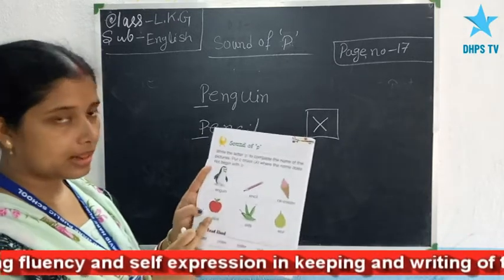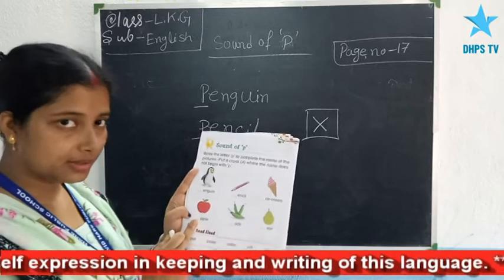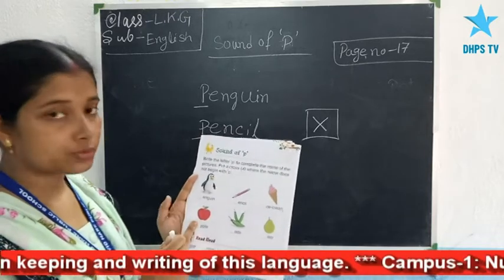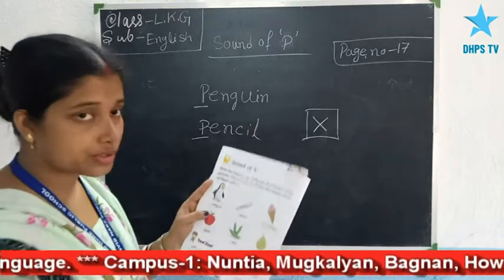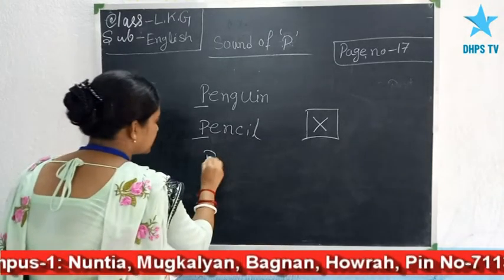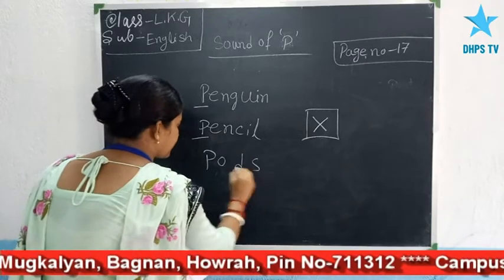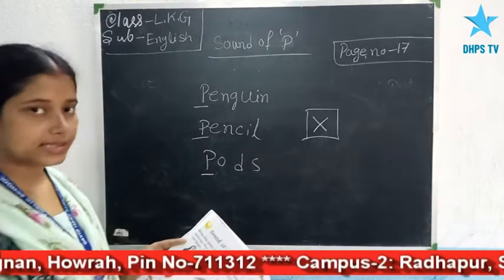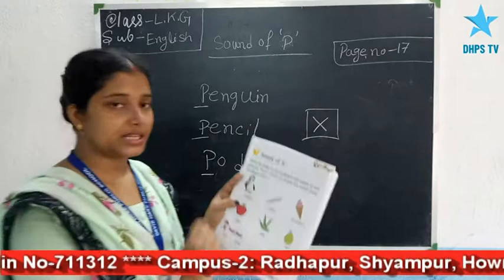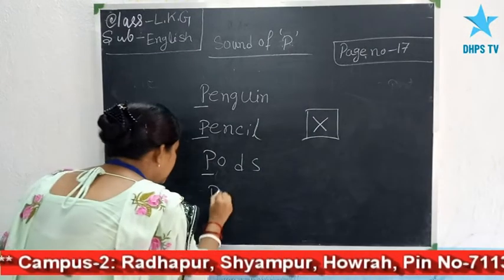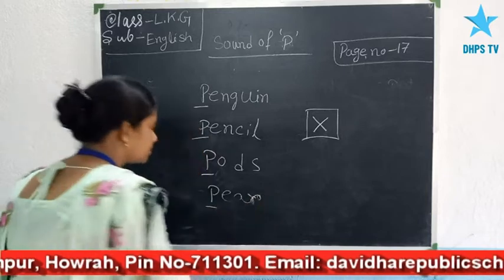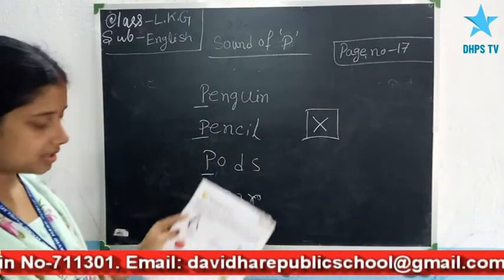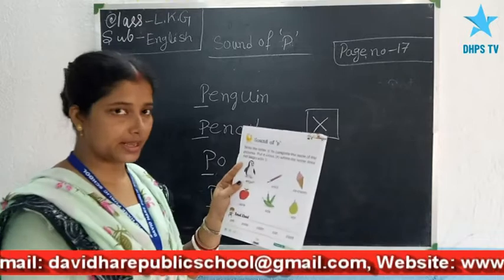Then apple. Apple also starts with A, not P. So put a cross. Then here pods, P-O-D-S, starts with P. So write the spelling. Then pear, P-E-A-R, pear. Pear also starts with P. So just write the spelling.